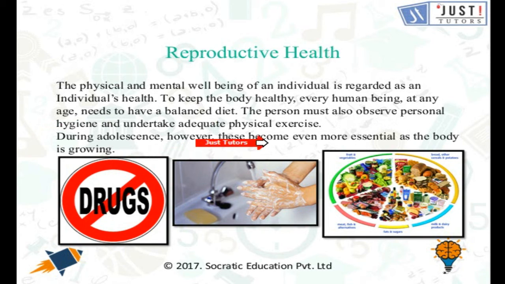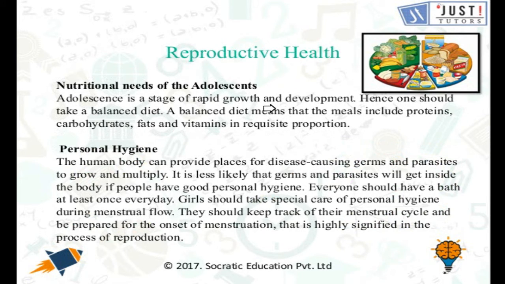During adolescence, however, these become even more essential as the body is growing. Now when we talk about the nutritional needs of adolescents, adolescence is a stage of rapid growth and development, hence one should always take a balanced diet. A balanced diet means that the meals include protein, carbohydrates, fats, and vitamins in requisite proportions.